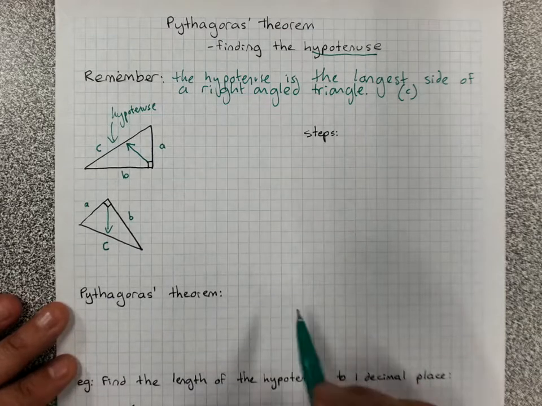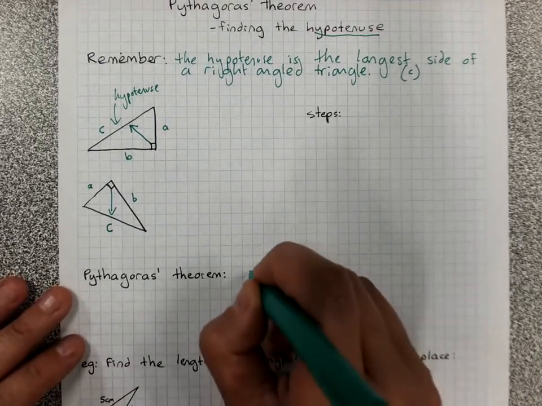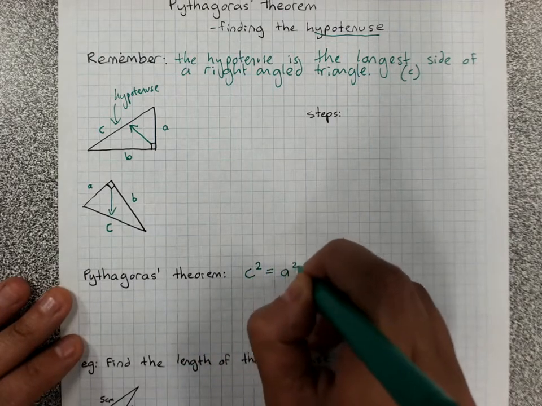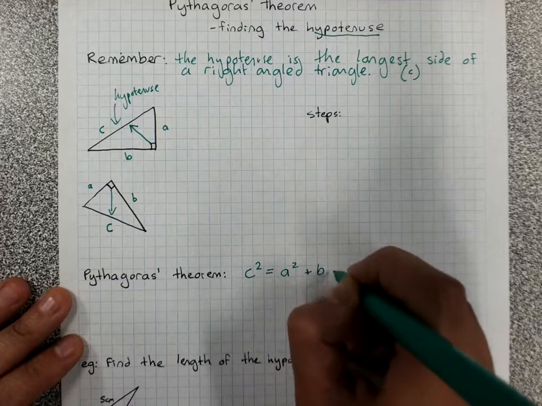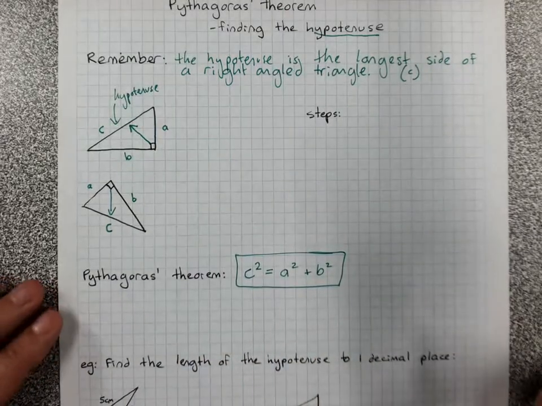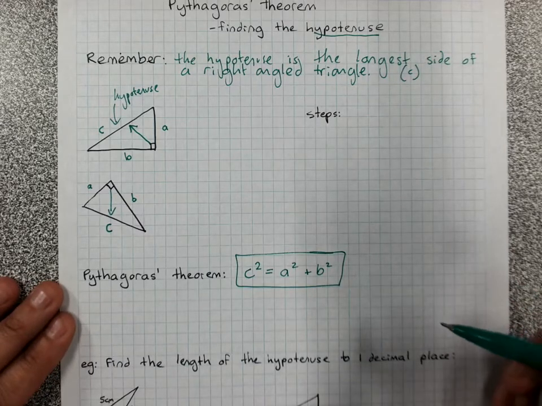Now there's two ways to write Pythagoras' theorem. The way that will always work is c squared equals a squared plus b squared. That's the most important one, because it will work for any type of Pythagoras' question ever.